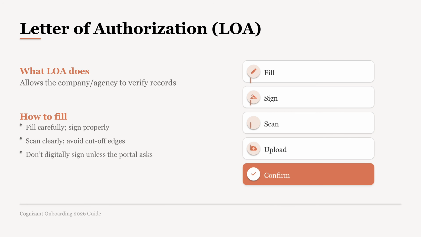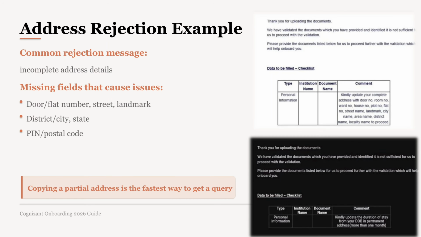Another important document you will see in the portal is the letter of authorization. Now I am showing you one real example on the screen. In this case, the background verification was put on hold because of incomplete address detail. As you can see in the comment section as well, it clearly says: kindly update your complete address with door number, street name, landmark, city, area name, district name and locality name to proceed.